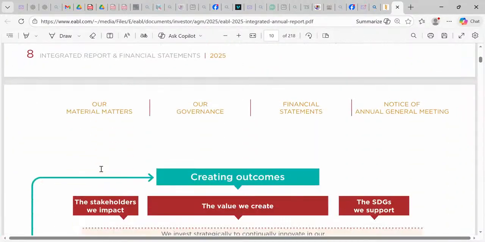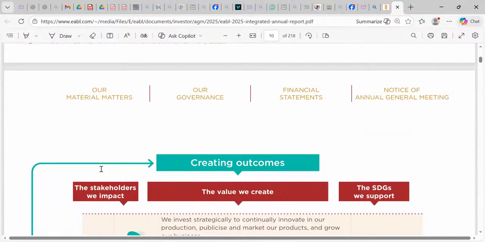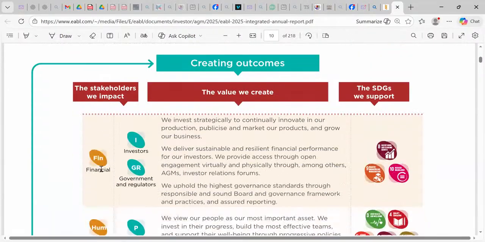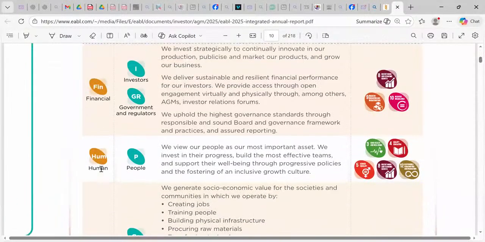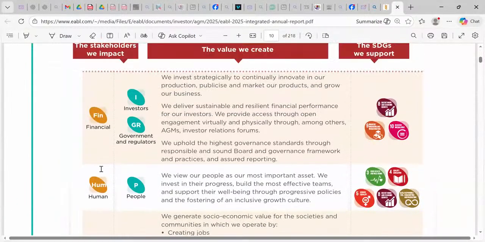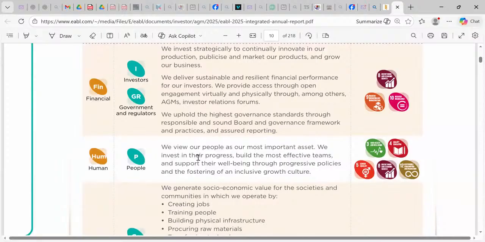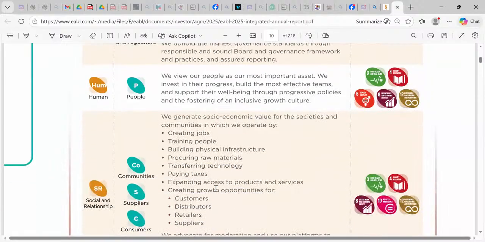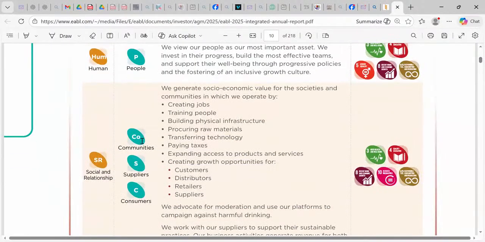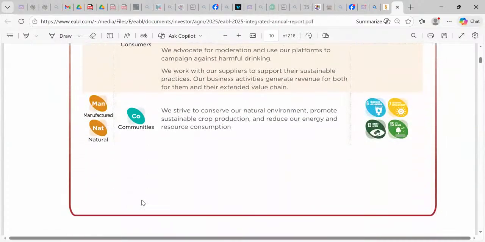And if you also search for these other big entities like Kenya Airways, their reports are all organized like this. Financial, human, and they're explaining very well. If it's human, we view our people as our most important asset. We invest in their progress, build the most effective teams, and support their well-being through progressive policies and fostering of an inclusive growth culture. We generate social economic value, and so on. The social and relationships: communities, suppliers, consumers, right? We must be social to them. Look at this organization.